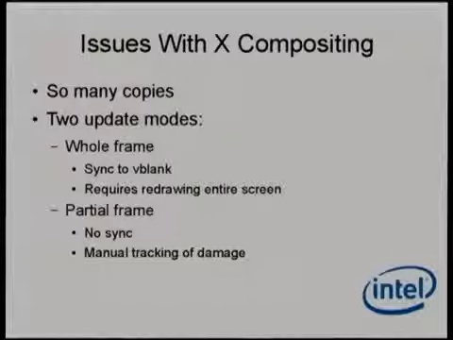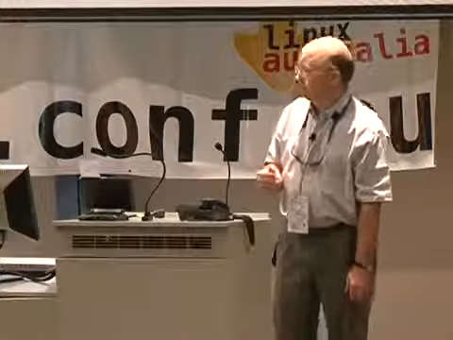The other dimension that we're trying to solve here is compositing. There are so many copies. Our enemy, the capacitor, is very happy. They're winning the battle. Global warming is happening because X compositing is using too much power.